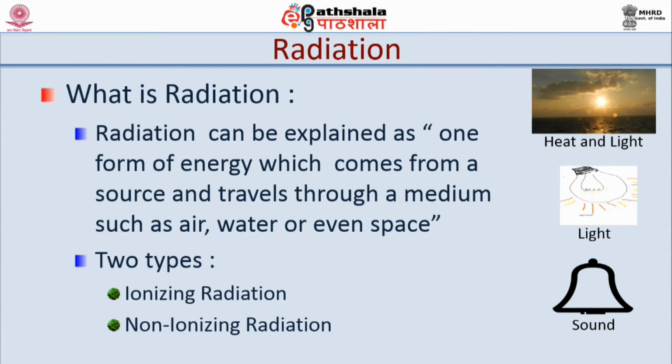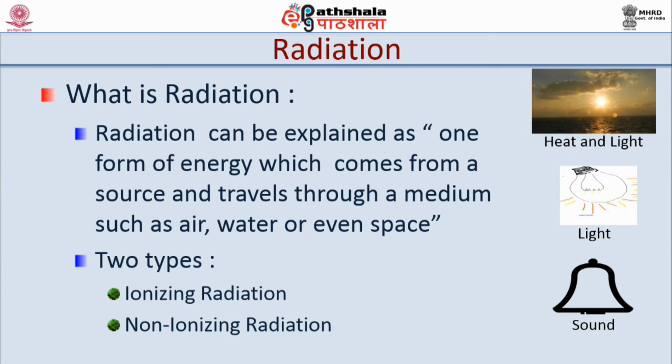Radiation can be put in simple terms as a form of energy which comes from one source and travels through a medium. The medium can be air, water, a liquid, or even space. So, for example, sunlight coming from the sun to reaching the earth is radiation. Similarly, the light coming from a bulb is having light radiation and a small amount of heat. Similarly, the bell which gives sound is also a form of energy and travels through a medium, that is air. So, all of them can be considered as radiation.